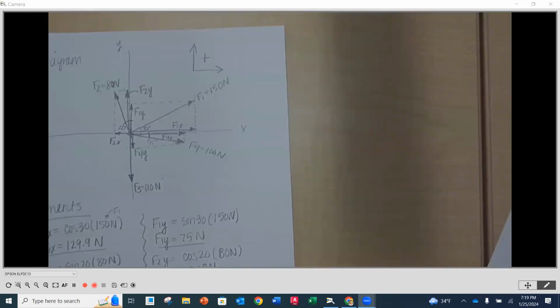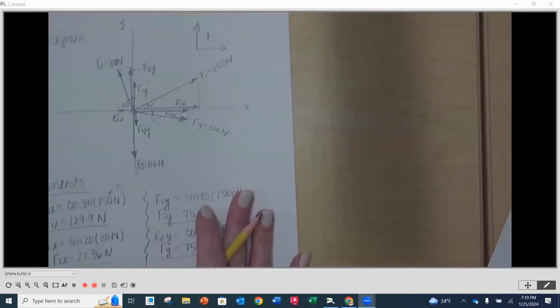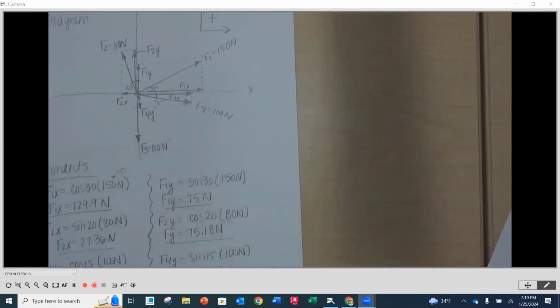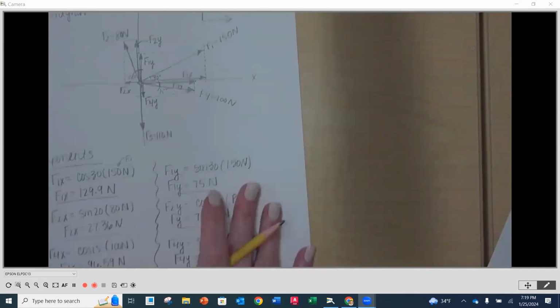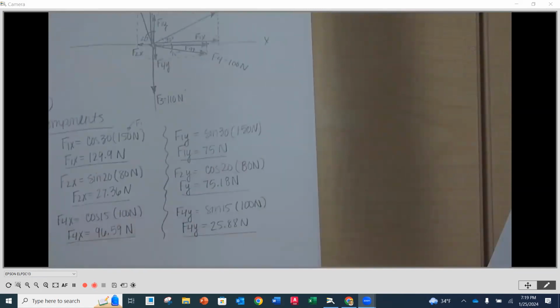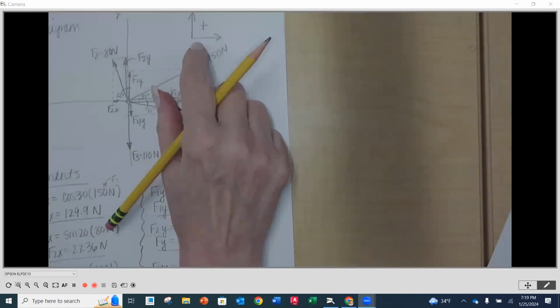Sometimes students will ask, when you see that F2x, should I put a negative in front of that when I'm down here? No, just leave it as its absolute value. And then in the next step, we're going to take into consideration which way it's pointing on the X or Y axis, and we're going to assign a positive or a negative then.